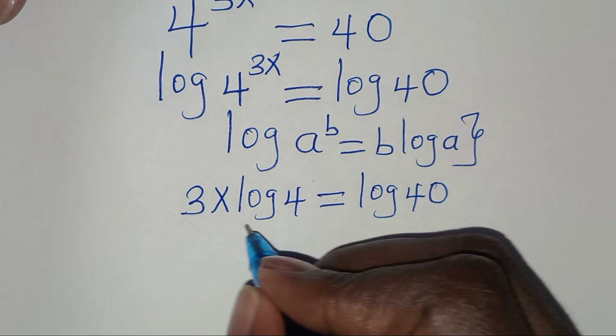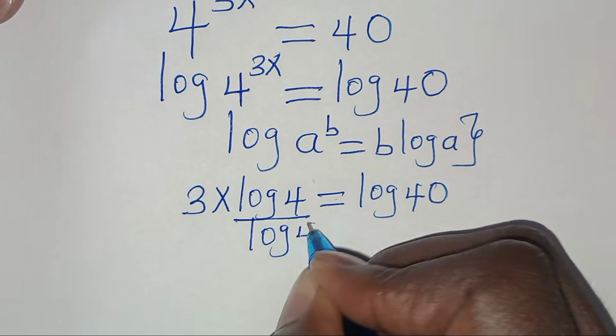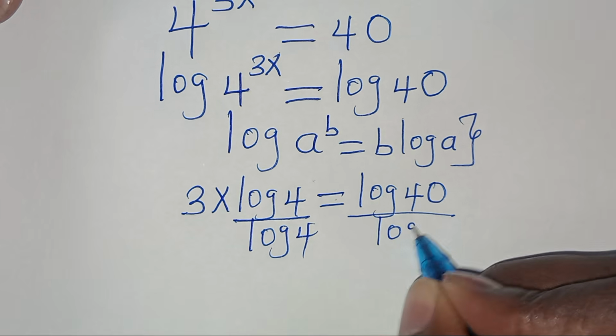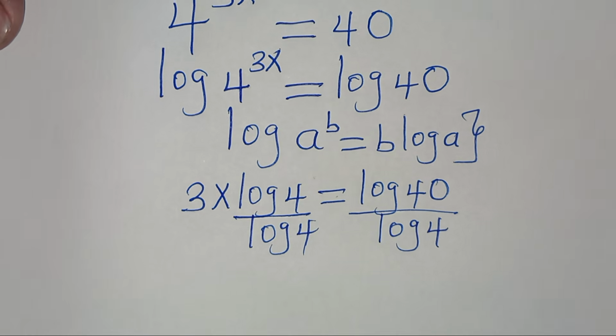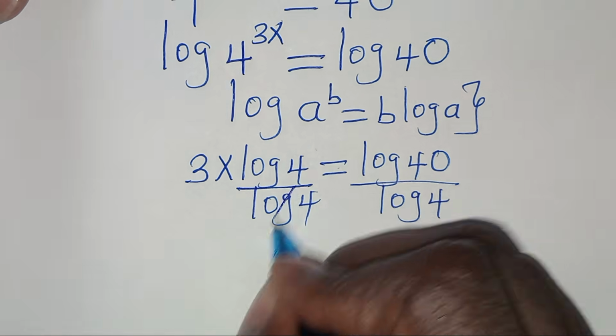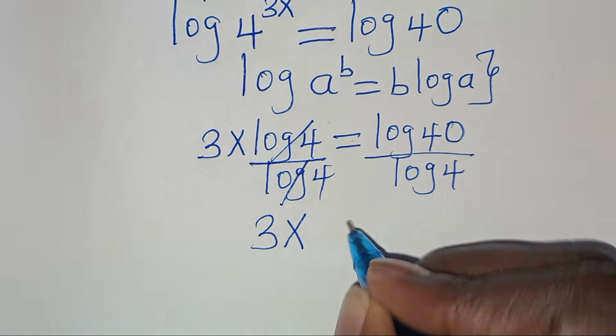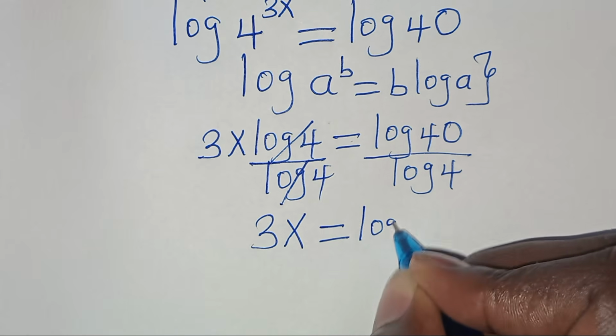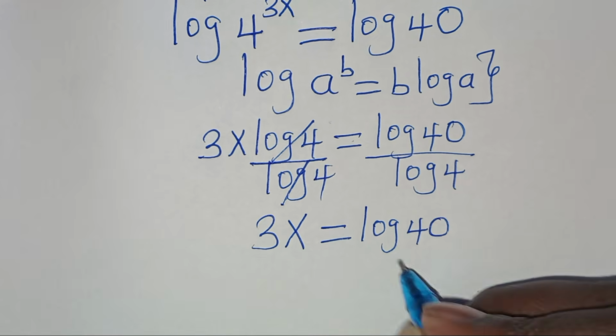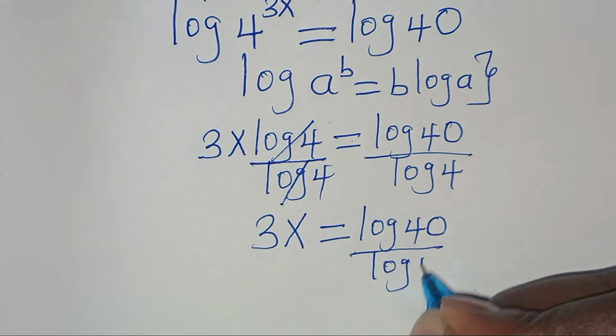Now the next step is to divide on both sides by log 4. Here we have log 4. Now let's simplify log 4 and log 4 here, so that now we have 3x equal to log 40 divided by log 4.